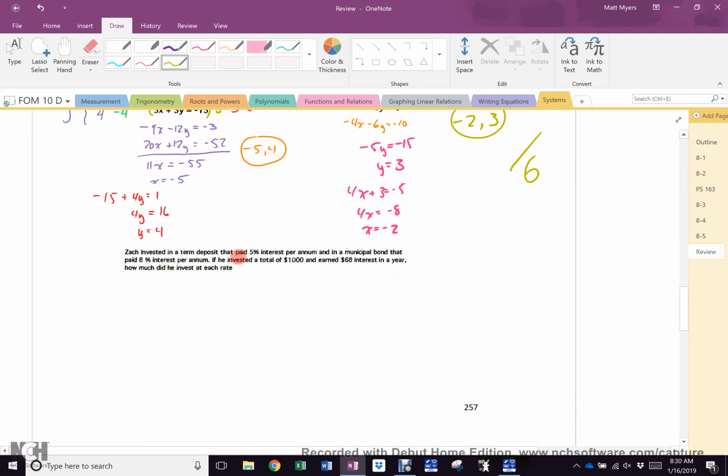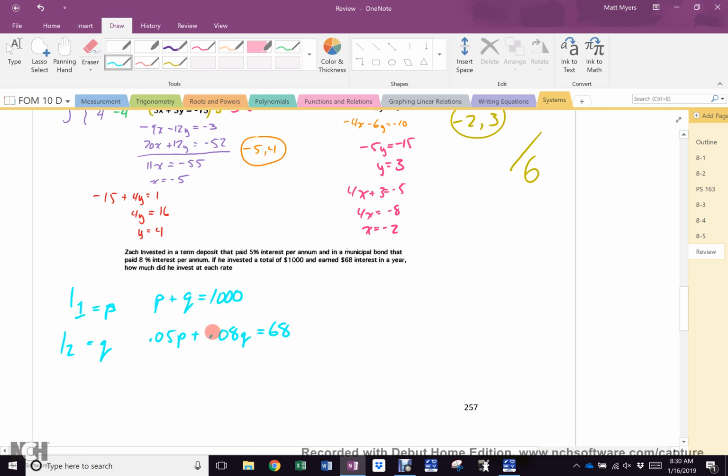Again, it's the one that seems the most complicated because it freaks you all out, but it isn't. It's exactly the same as all the other ones. There's investment 1, there's investment 2. Investment 1 is P, investment 2 is Q. P plus Q equals what? 1,000. 0.05 P plus 0.08 Q equals what? 68. And you solve it now.